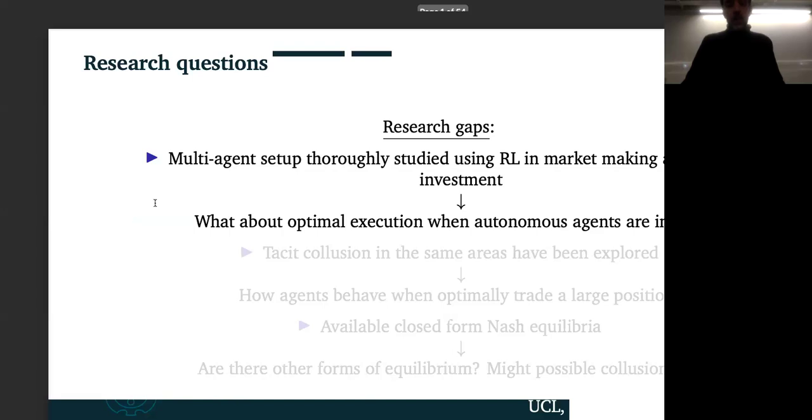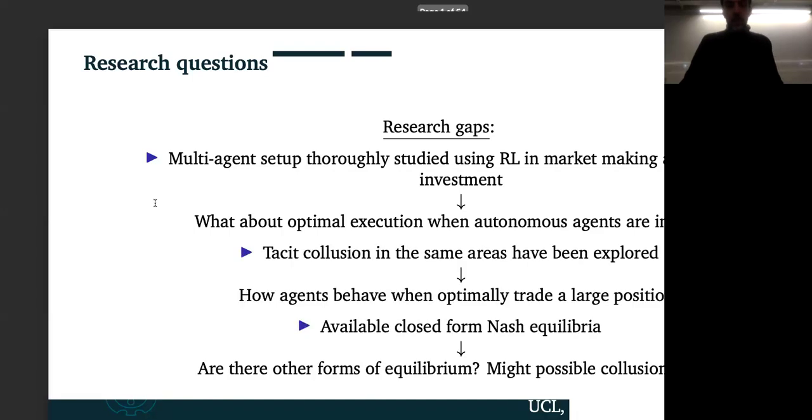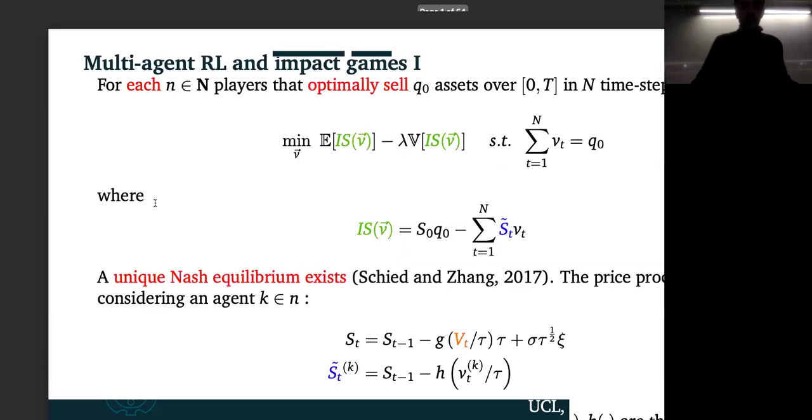So, in particular, we are going to consider a situation where we can solve the Nash equilibrium. We can find the closed form Nash equilibrium for the market impact game, under linear impact, and we are going to find whether the reinforcement learners are able to find the Nash equilibrium, or if they find some other structure. Then we are going to comment on it.